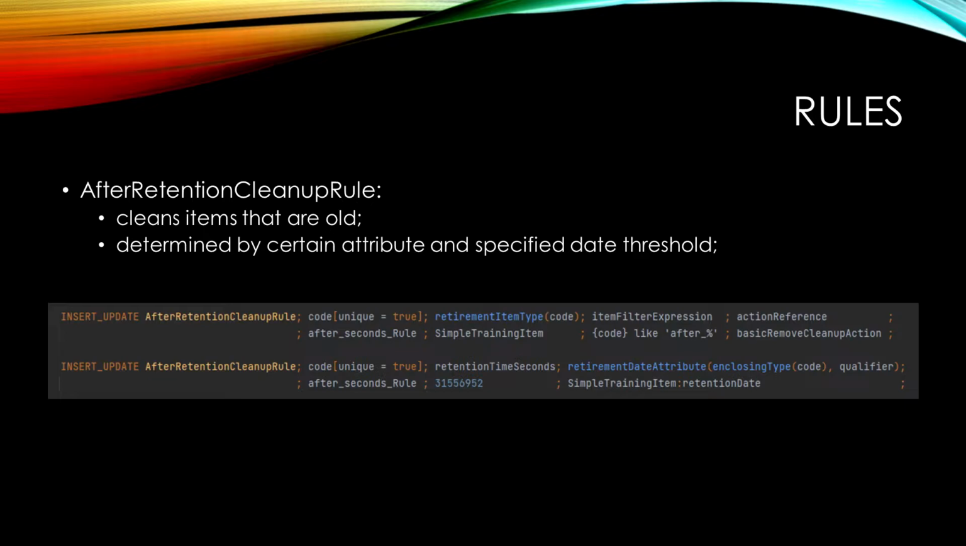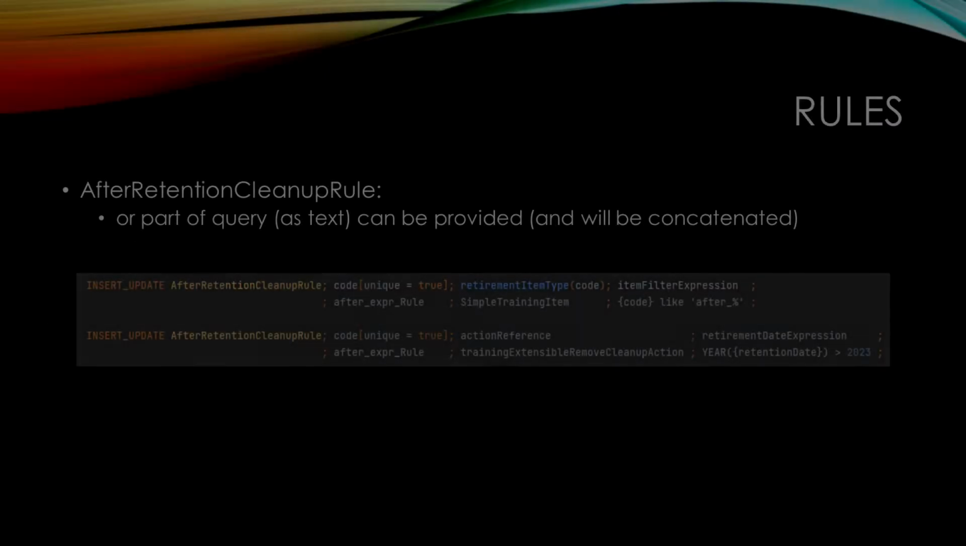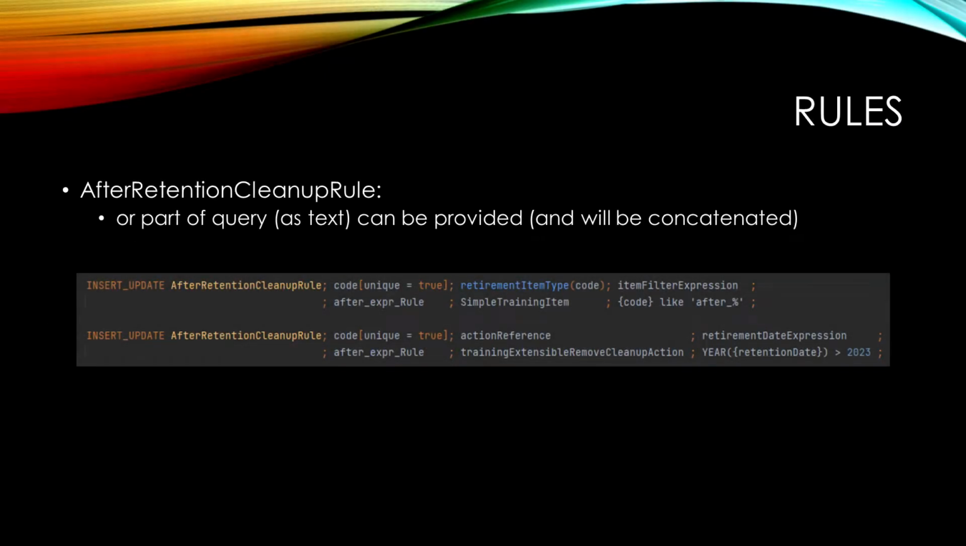There are two kinds of retention rules. First is after retention cleanup rule. It cleans items that are old and determined by the certain attribute and date threshold. Or instead of date threshold, date expression as part of the query can be used.